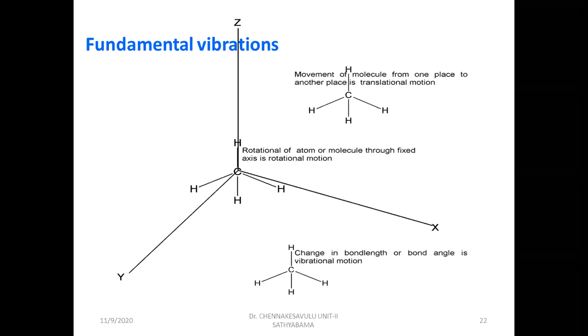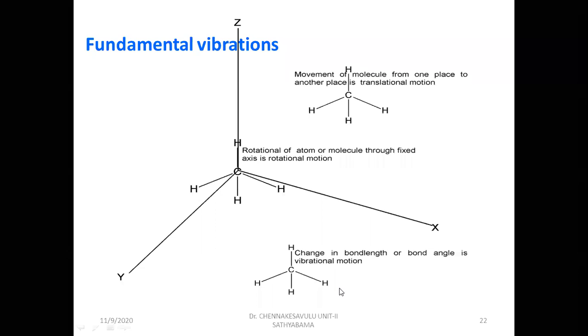Let us assume a methane molecule. The methane molecule's rotation through a fixed axis is the rotational motion. Then we can see this rotational energy level also in our energy level diagram of the molecules. And movement of a molecule from one place to another place is translational motion. Okay, translational, rotational, and vibrational. Vibrational means change in bond length or bond angle. These types of motions we are seeing.